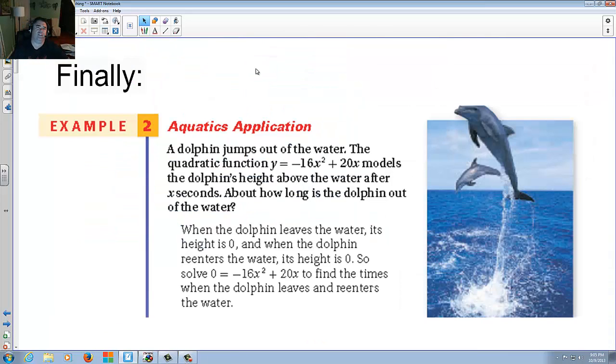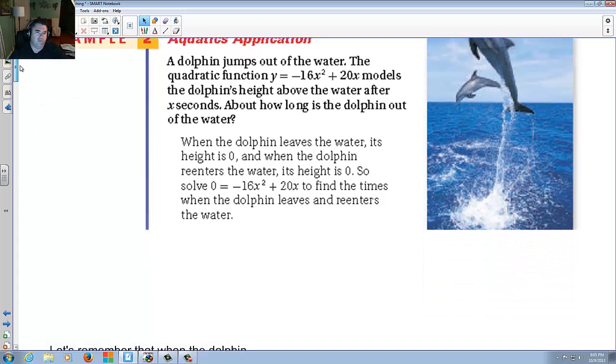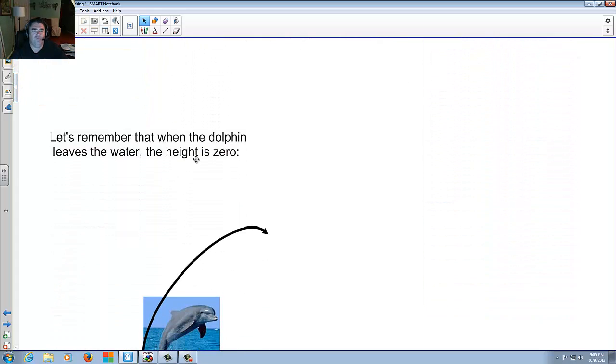Finally, aquatics application. A dolphin jumps out of the water. The quadratic function y equals negative x squared plus 20x models the dolphin's height above the water after x seconds. About how long is the dolphin out of the water? Now, the first thing we have to look at, let's remember that when the dolphin leaves the water, the height is 0. In other words, if this is the water, when the dolphin's first breaking out of the water, the dolphin's technically at sea level. He's at 0. He or she hasn't jumped up yet to start its dive.